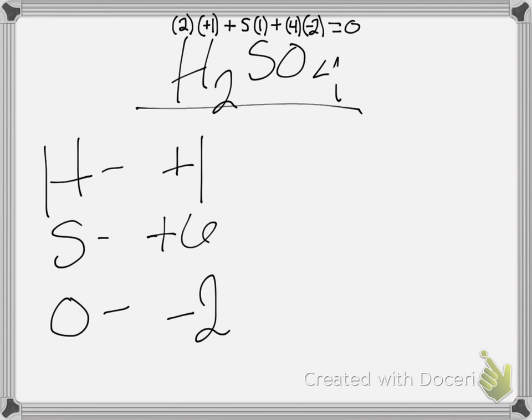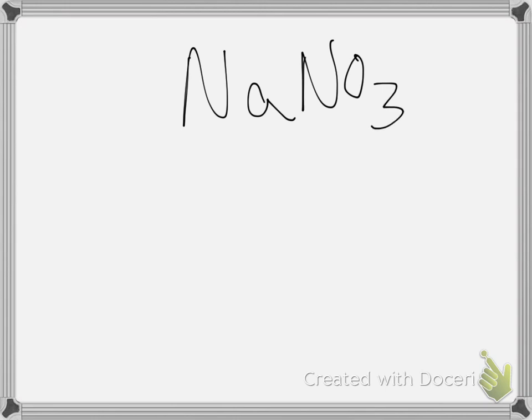So, if I give you another example, let me give you sodium nitrate. What you need to do is find the oxidation numbers, the oxidation state of each element in that compound.